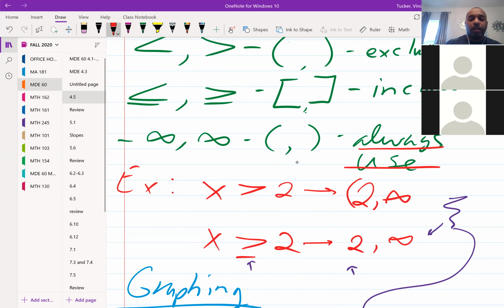Now down here, I have x is greater than or equal to 2. So instead of using parentheses, I would use the bracket. The bracket will let me know that I get to include 2 as a part of my solution set. Then for the infinity signs, I will always use parentheses.